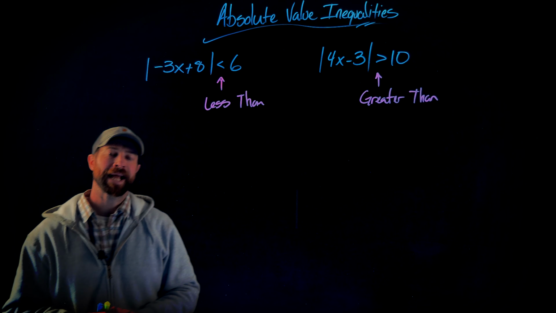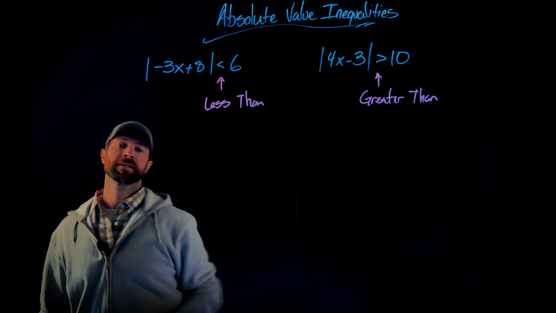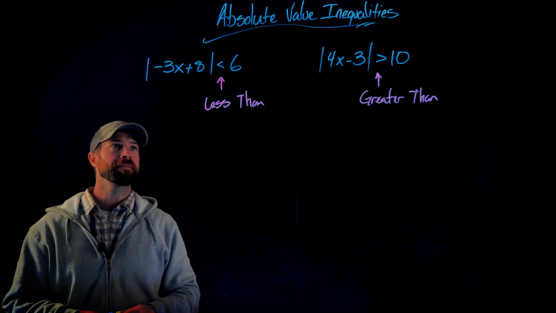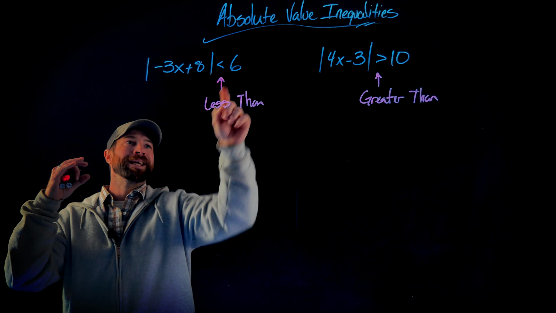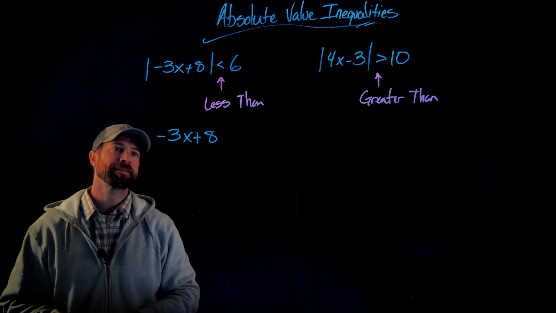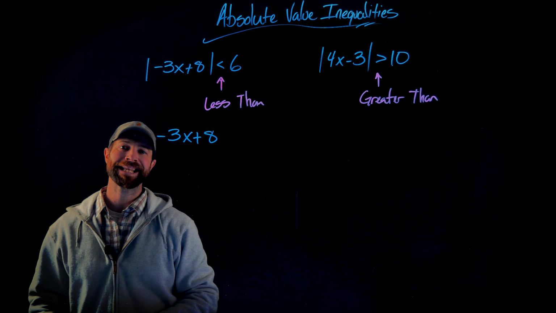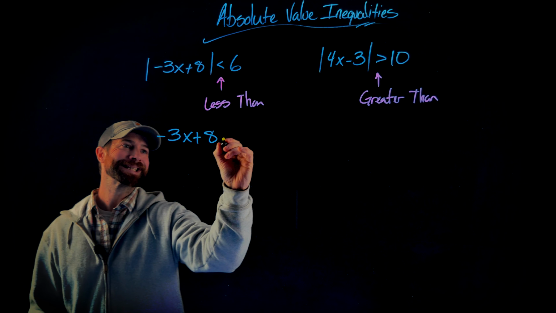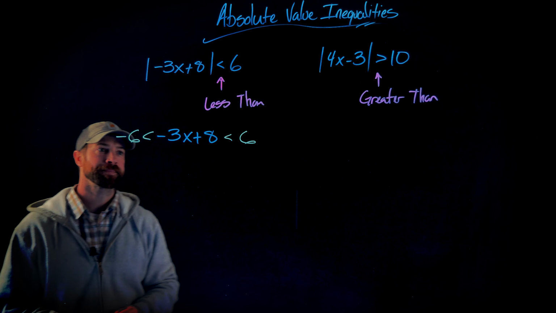If you have a less than absolute value inequality where it's set less than a constant, a positive constant, more on that in a second, we solve this by sandwiching this expression between -6 and +6. So what we're looking for is for this expression -3x plus 8, the expression inside the absolute values, to be strictly less than 6 and greater than -6.